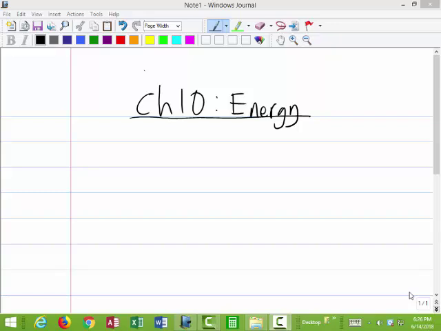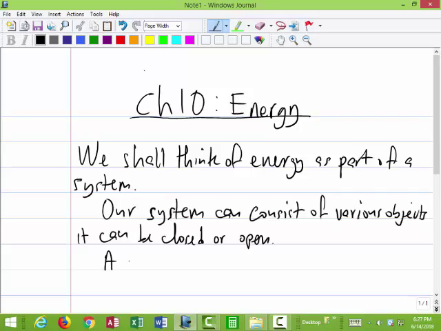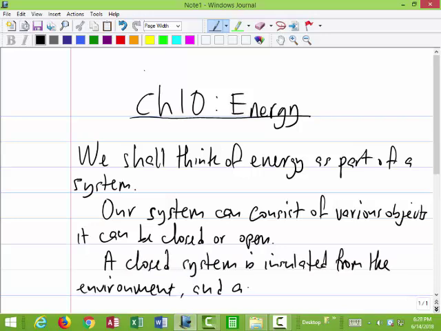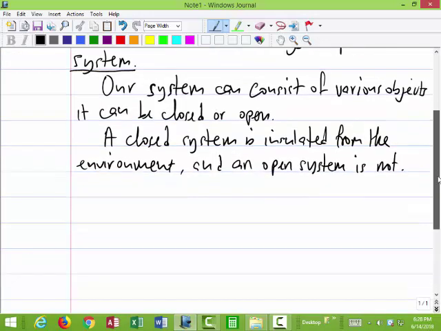Okay, so we shall start off in chapter 10 by looking at energy and its various forms. We shall think of energy as part of a system. Our system can consist of various objects, and it can be a closed system or an open system. A closed system is one that is insulated from the environment, and an open system is not. So what we've done right now is just define what we mean by a system or an energy system.